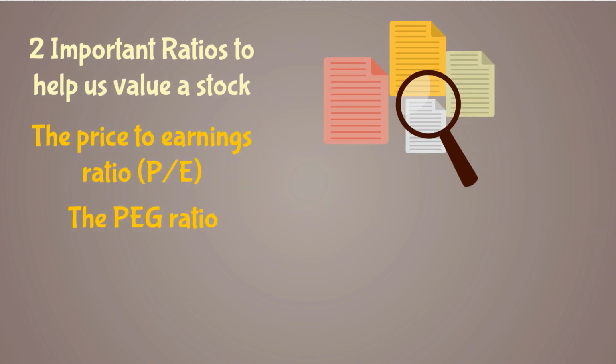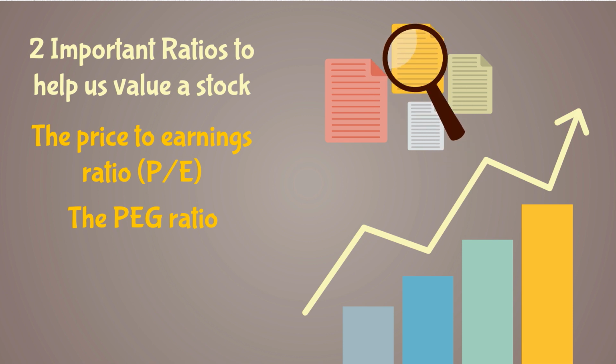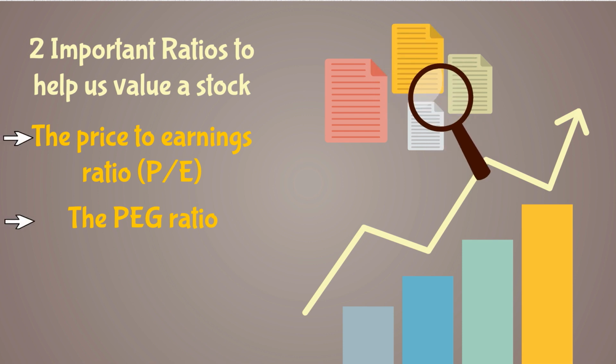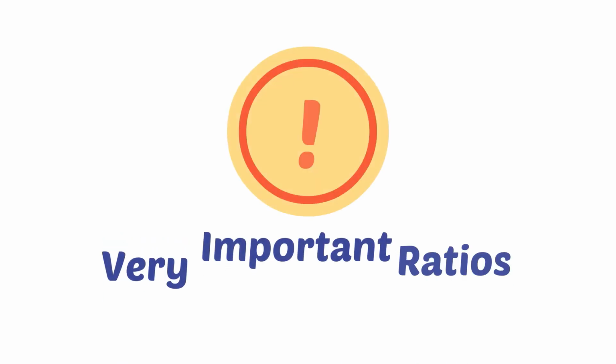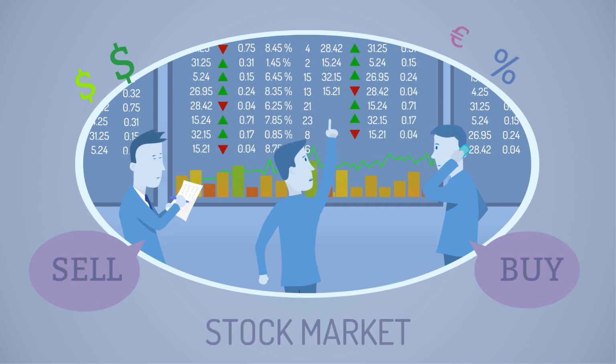So, in our last video, we learned about two important ratios that help us value a stock: the price to earnings ratio and the PEG ratio. Now, these are very important ratios that you must know before taking any investment decisions.